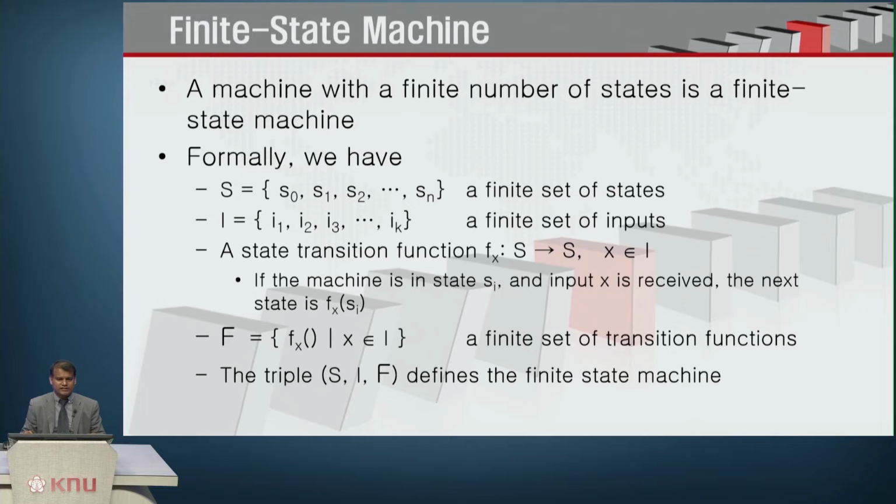If the machine is in state Si, S sub i, and the input x is received, the next state is f of x, or f sub x of i. So the finite state transition function f equals f sub x, such that x is an element of I, or in other words x is the input. So the triple S, I, F, which is the finite set of states, finite set of inputs, and the finite set of transition functions, defines the finite state machine.